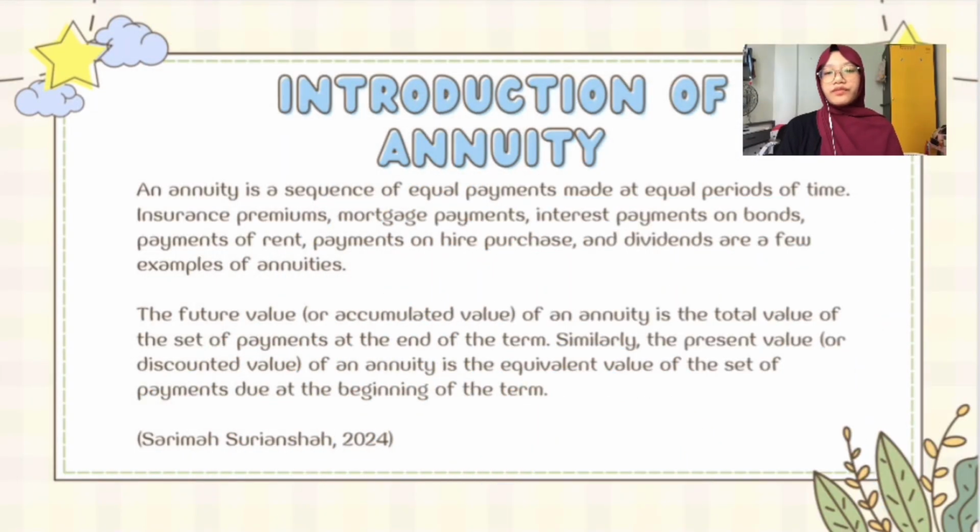An annuity is a sequence of equal payments made at equal periods of time. Insurance premium, one-time payment, interest payment, bond payment, and payment of rent, premium payment on hire purchase and others are a few examples of annuities. The future value or accumulated value of the annuity is the total value of the set of payments at the end of the term. Similarly, the present value or discounted value of an annuity is the equivalent value of the set of payments due at the beginning of the term.